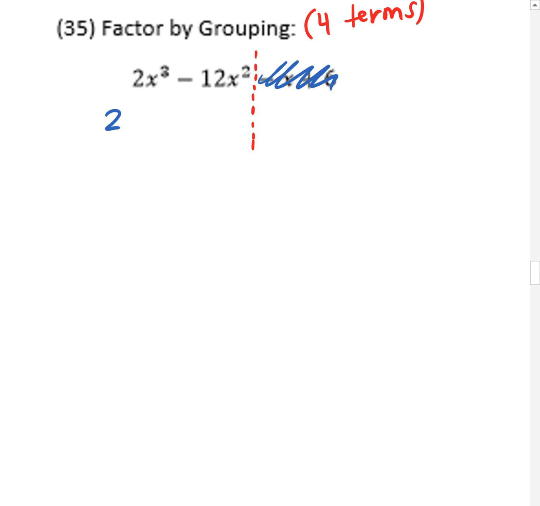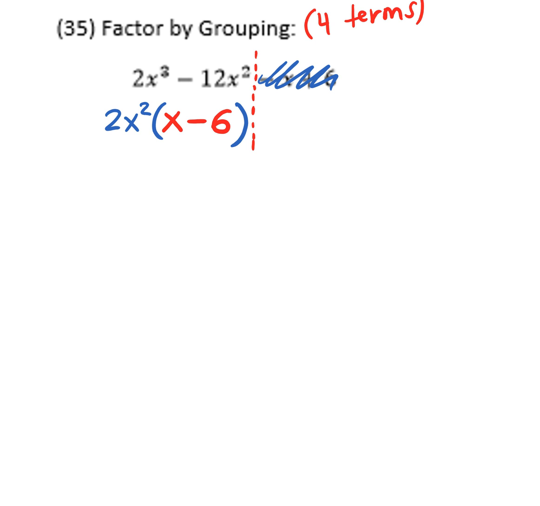It'll be 2x squared. Because 2 is the largest number that divides into both coefficients, and then x squared is the smallest exponent. Let's see, then 2x squared times what makes 2x cubed in x? 2x squared times what makes negative 12x squared, negative 6.